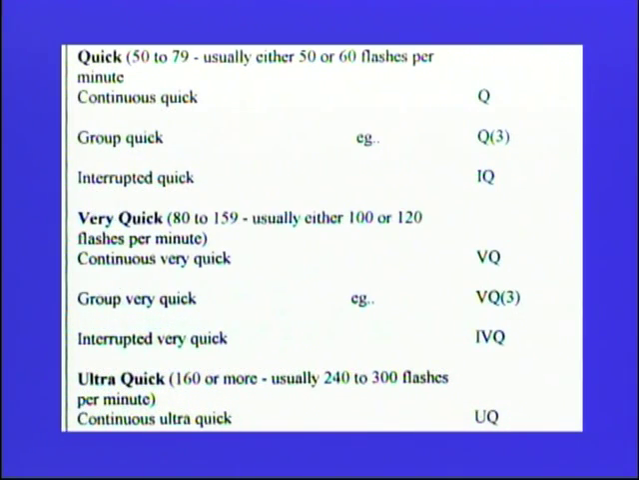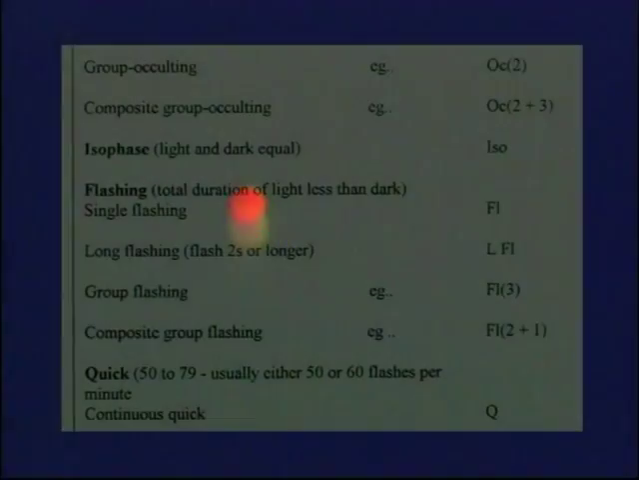Let's have a look at some other lights as well. You can see down here, very quick. Its abbreviation is VQ. Usually either 100 to 120 flashes per minute. In other words, approximately 1 every half second.